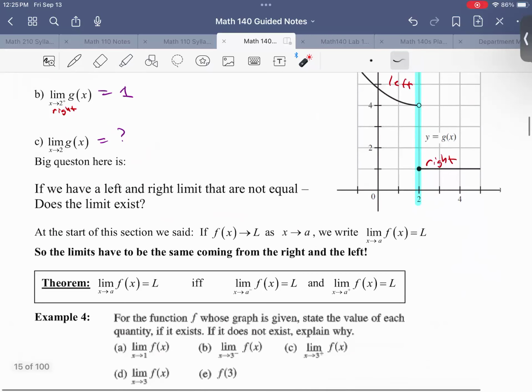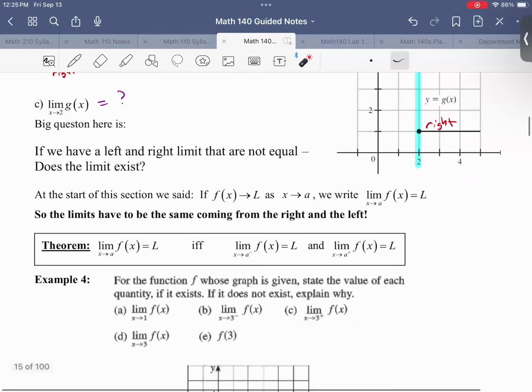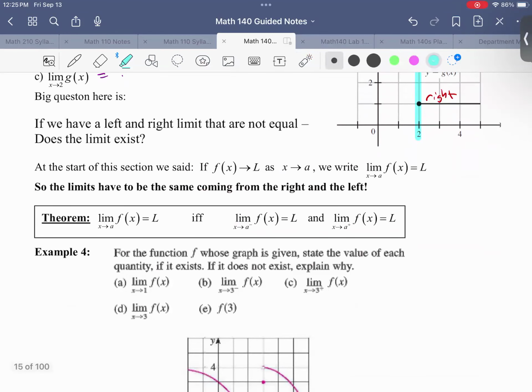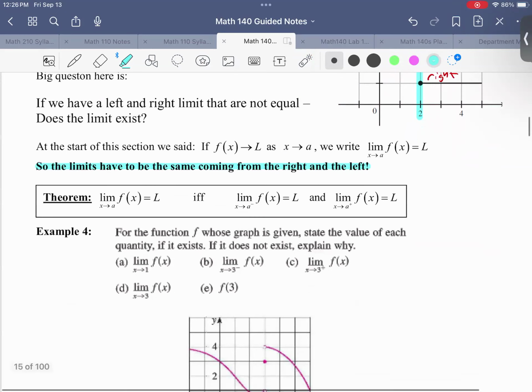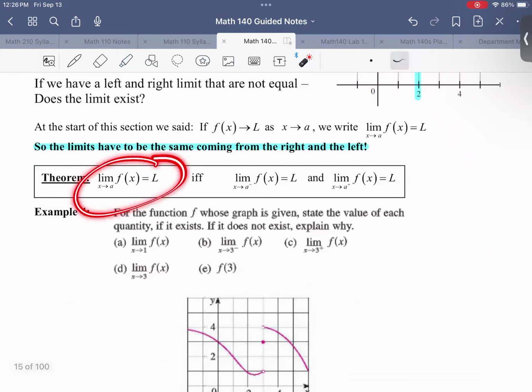At the start of the section, we said if f(x) goes to some limit L as x goes to a, we write that limit as x approaches a of f(x) equals L. So the limits have to be the same coming from the right and left. They have to be the same. And that's actually a big theorem: the limit exists if and only if the left equals the right.